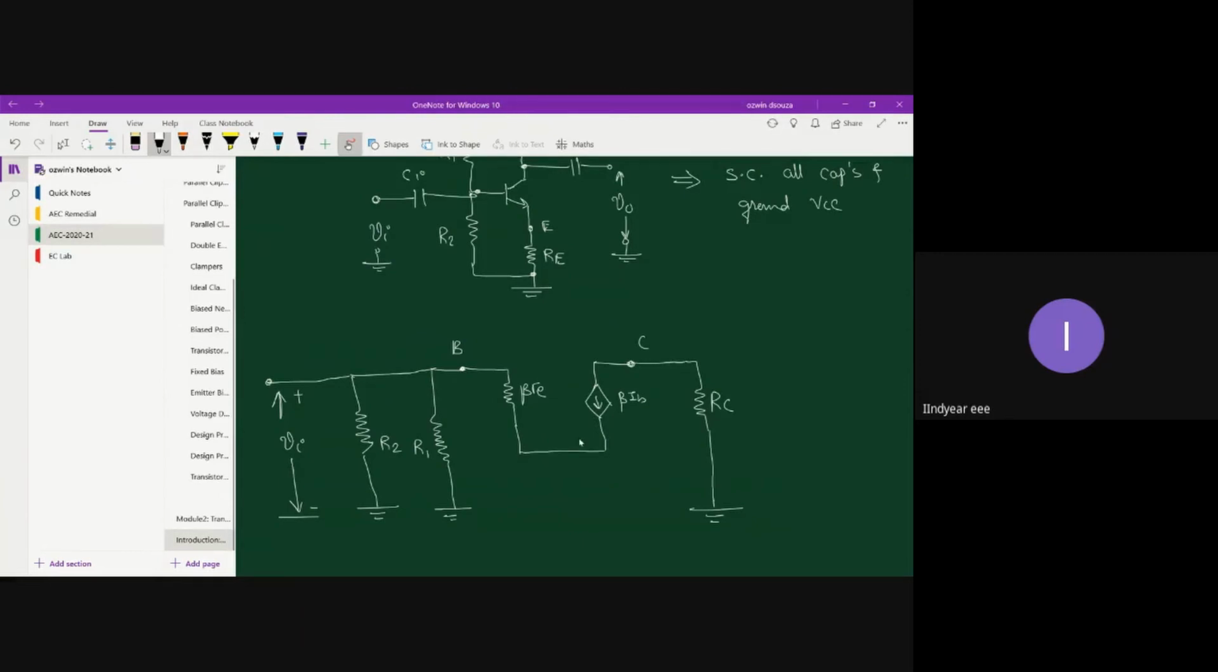Can anyone tell me what will I do with the emitter terminal now? Can I directly place the emitter terminal to ground? Can I connect the emitter terminal to ground? Is this grounded? Is this emitter terminal connected to ground? No, right? This emitter terminal is connected to ground through RE. And RE cannot be ignored because there is no short circuit created by the bypass capacitor.